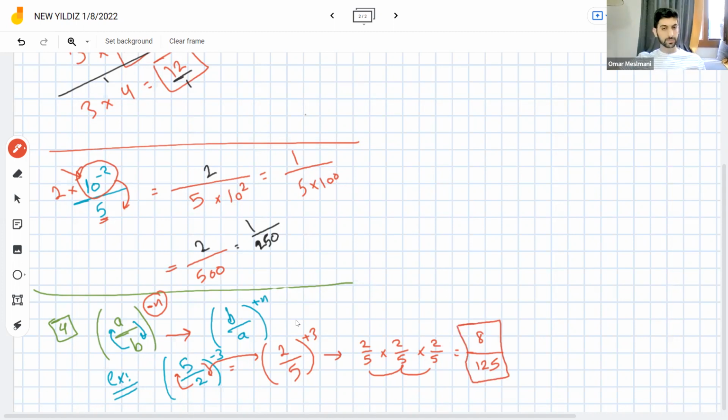Can I distribute the power? You can, it's one of the formulas. Yes, you distribute the power for 5 and for 2, and calculate each. Yeah, it gives the same result. Okay.